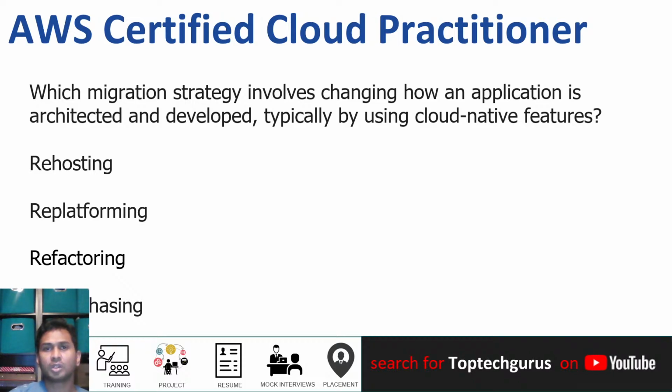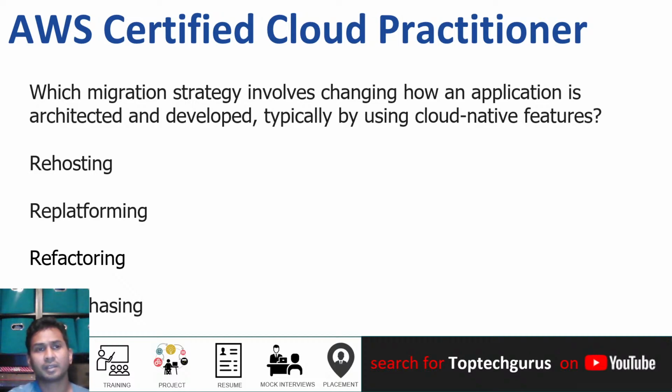Which migration strategy involves changing how an application is architected and developed, typically by using cloud native features? This was something we covered in our first session. It talks about cloud migration strategy, which is definitely going to be one of the topics that comes up during your exam. But this question is more about using cloud native features. Given that you're going to use cloud native features, that kind of gives the answer away.